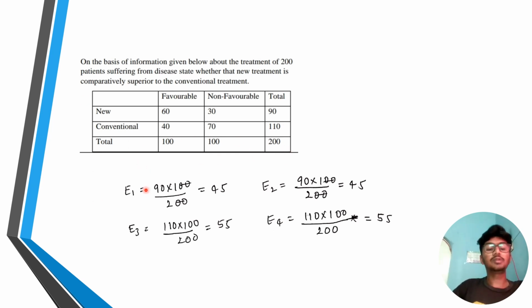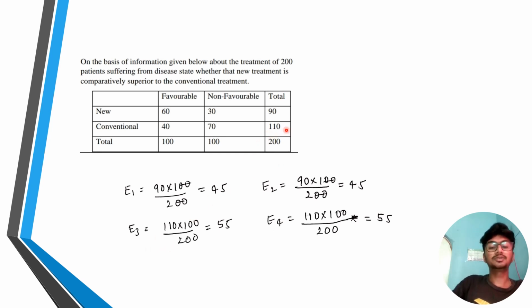As I have said, the formula for expected frequency uses the row total. Here, the row total for the new treatment is 90 and the column total is 100. There are two column totals and two row totals, so we should calculate for each and every row and column. Starting with the first one, 90 into 100 by grand total. The grand total is 200. First, we get E1 as 45 after calculating this, and E2, 90 into this column total, that is 100, by the whole 200 grand total, also results as 45.